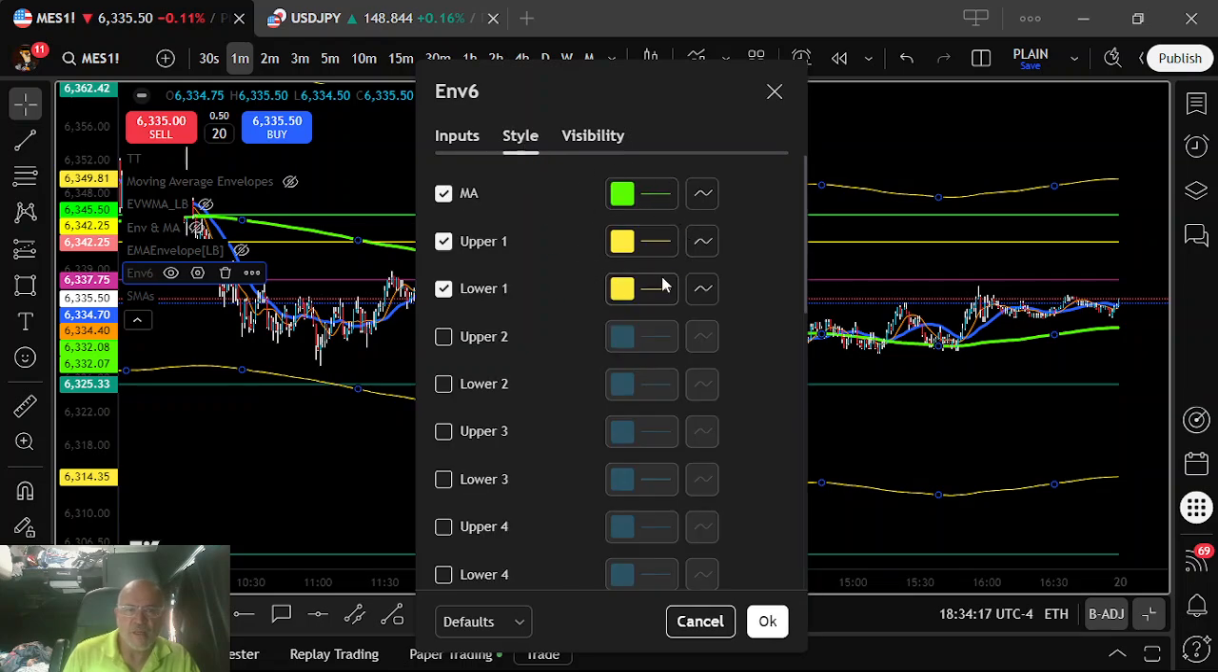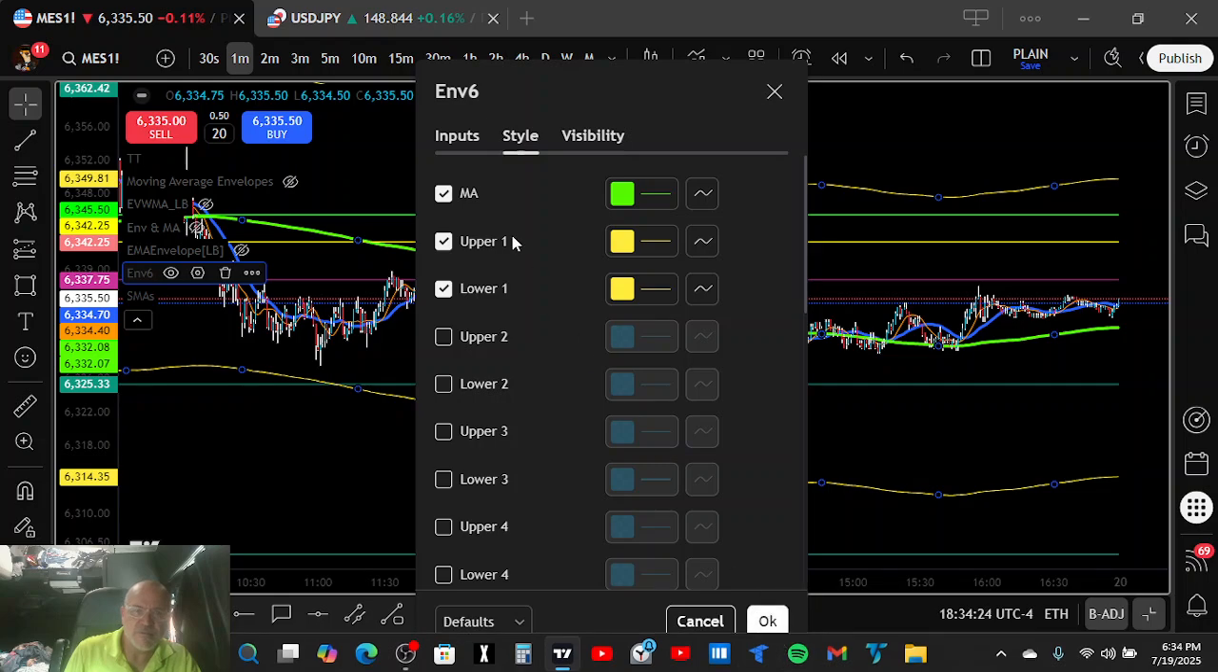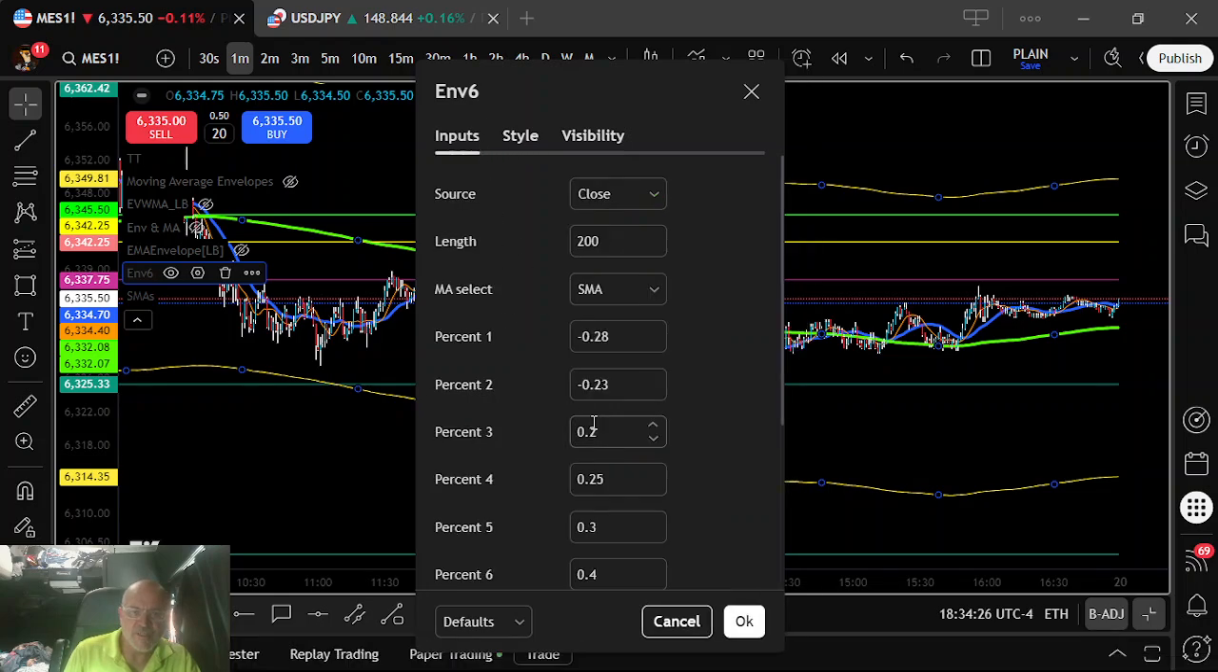All right. I have my colors set and I have MA upper one and lower one checked. That's it. Screenshot it. Screenshot it. Do not use anything past number 2.